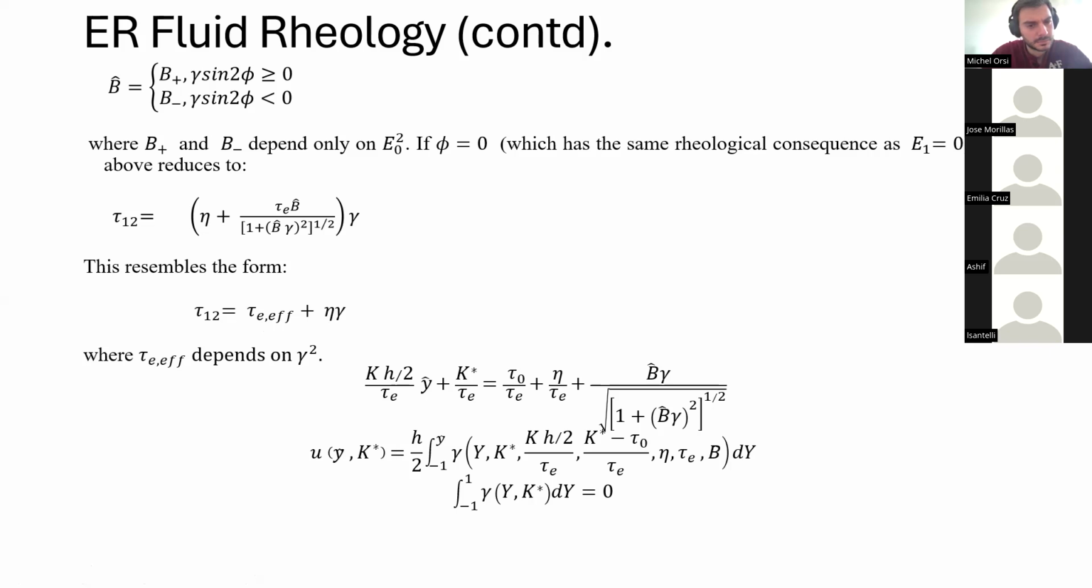Now, for obtaining the flow field of a general scenario with the full influence of both the terms on the right-hand side, we can equate it and normalize it to yield this equation: kh by 2 plus k star is equal to the model for the electrorheological fluid that we have, and U can be obtained by integration of gamma, which is a function of all this as we have described before. And to obtain k star, we take a definite integral and equate it to 0 because U is 0 at both the lower and the upper boundaries.